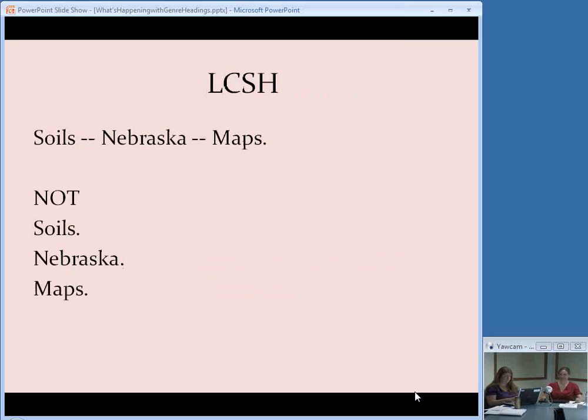So it might be a little bit clearer to look at some examples of this. The Library of Congress subject headings are definitely not faceted. You can get these long strings of headings that are subdivided. In this case, soil, Nebraska, maps are all strung together. There's not a topical heading for soils and a geographic heading for Nebraska and a form heading for maps. They're strung together. That's not faceted because it doesn't allow you to pull things apart when you're sorting search results, for example.